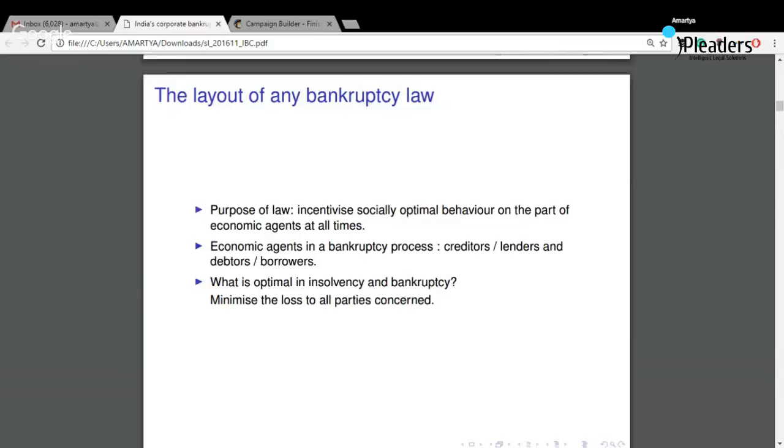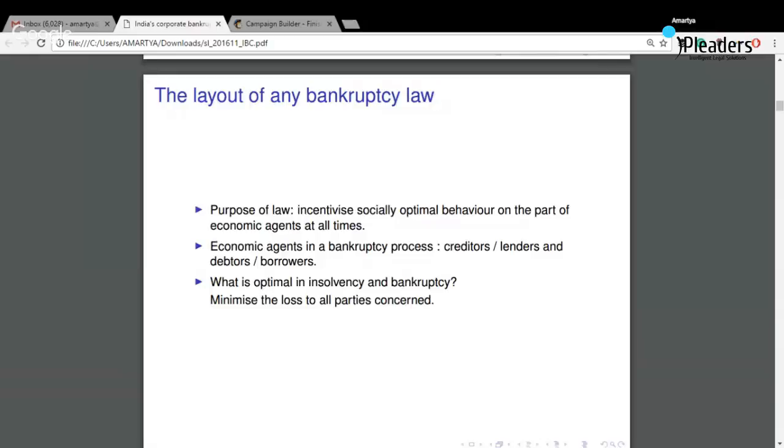Okay, so what is optimal in the context of insolvency and bankruptcy? The losses to all the parties concerned, again the losses to the creditors and the losses to the debtors, should be as minimum as possible. Okay, so that's the social optimal behavior. To turn it the other way around, the returns to the creditor should be as high as possible. So that is the outcome that we would expect out of a good bankruptcy law.